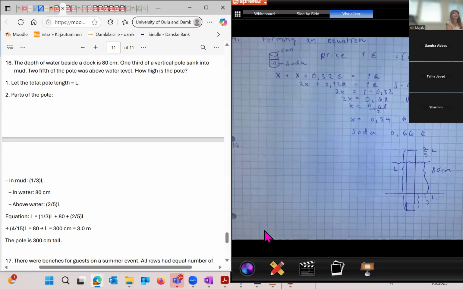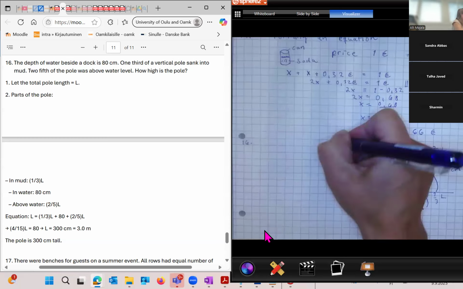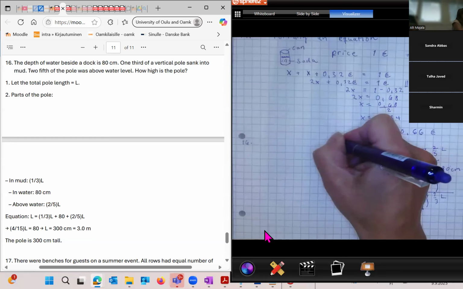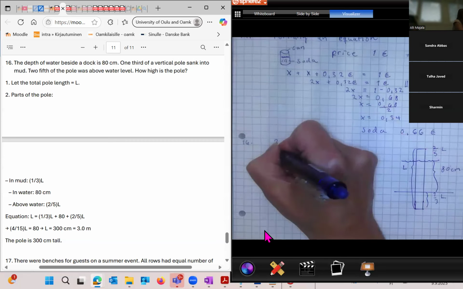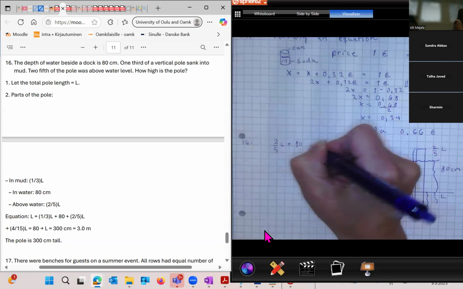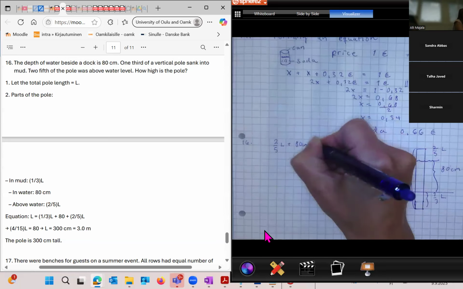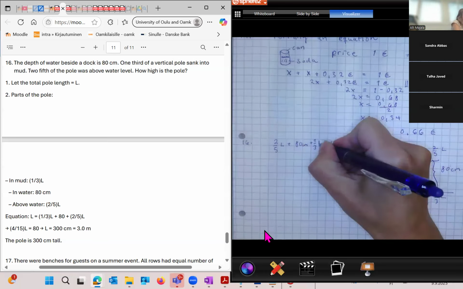Do you like this kind of exercises? Or is it easy to think something like this? I think this is very much an engineering type of exercise. Very practical. So everything was L, and it was done with 80 centimeters plus the 1/3 L. And then you just solve how many centimeters is the L.